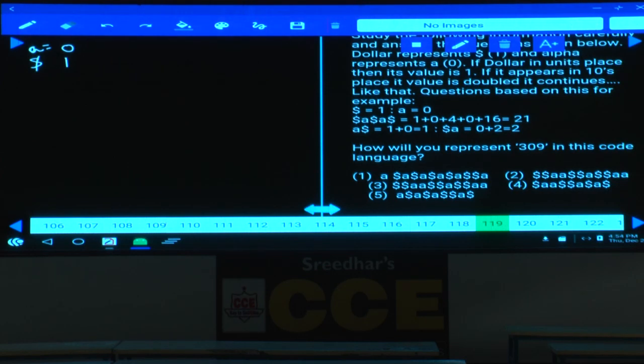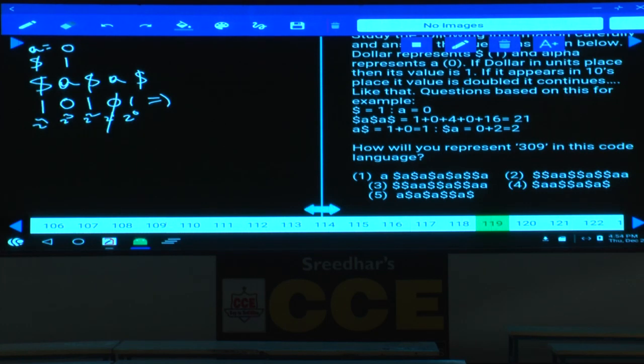Then, what do you mean by this one? Dollar A, dollar A, dollar. That means dollar is 1, A is 0: 1, 0, 1, 0, 1. Now, this is a binary number. In order to convert this binary number into a decimal number, starting from the right hand side, take all the powers of 2: 2 power 0, 2 power 1, 2 power 2, 2 power 3, 2 power 4.